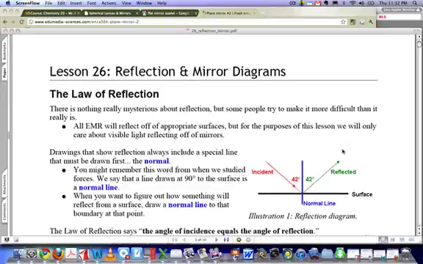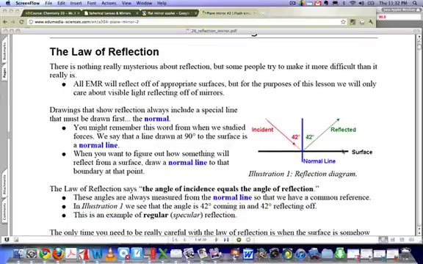If we look at the diagram down here, we see the ray that strikes the mirror is considered the incident ray, and the ray that bounces off is considered the reflected ray. And then a vertical line perpendicular to the surface is considered the normal. You see here that it's 42 degrees between the normal and the incident ray, so it's 42 degrees between the normal and the reflected ray.